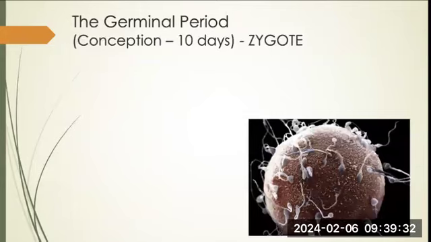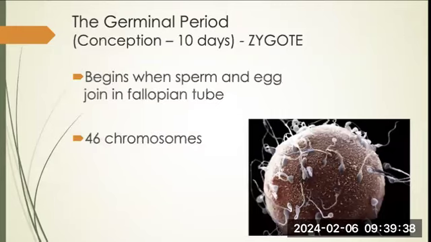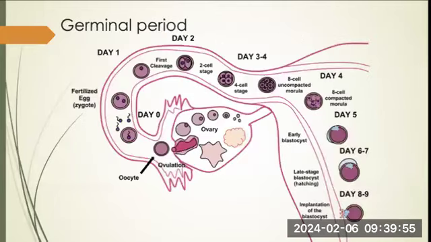So as I mentioned, germinal period is conception to 10 days. It is a zygote. So there's a picture of an egg, and it's surrounded by sperm cells trying to merge with it. So the germinal period starts at the point of conception, when the sperm and egg join in the fallopian tube. So remember, egg cell has 23 chromosomes, sperm cell has 23, it joins, and now the zygote is complete. It has 46 chromosomes, 23 from each of the sex cells.